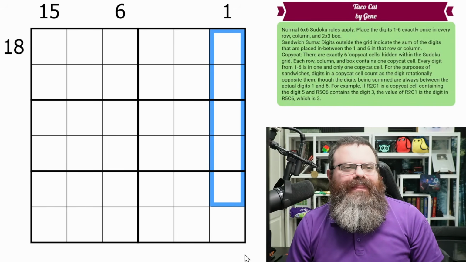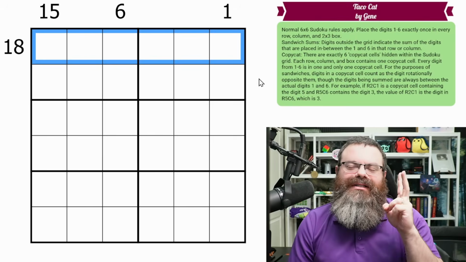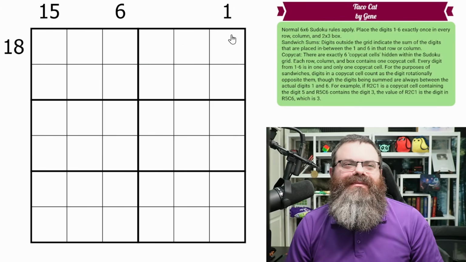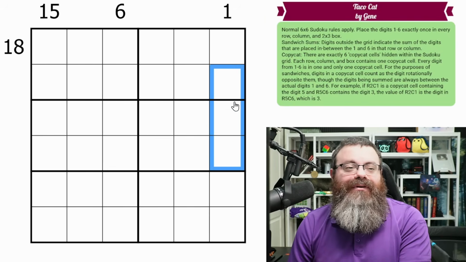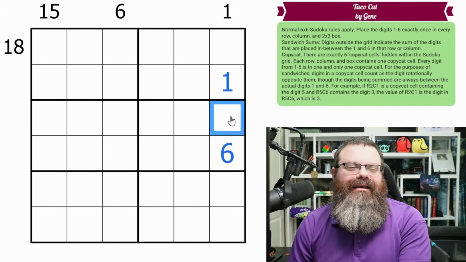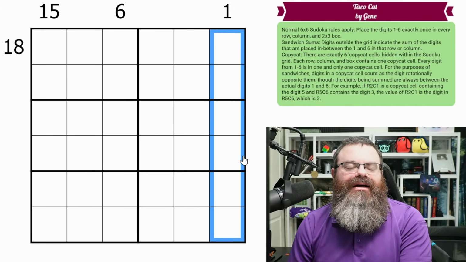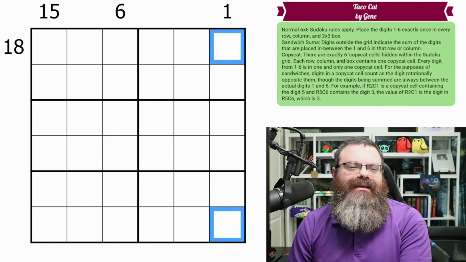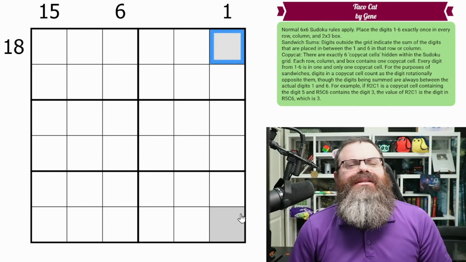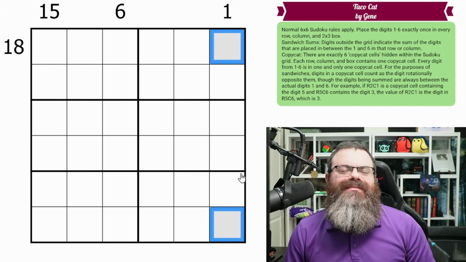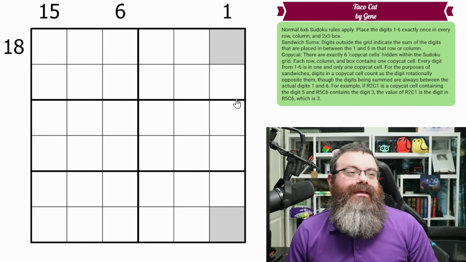Okay, so looking at this, there's some impossible sandwich sums, right? That normally would be impossible. Like you can't have a 1 in between the 1 and 6. However, we can in this, which means that the copycat cell in this column is between the 1 and the 6, meaning I'm going to use gray for not copycat and green for copycat. So these cannot be copycat cells because they need to be in between the 1 and the 6. The 18 is too big.